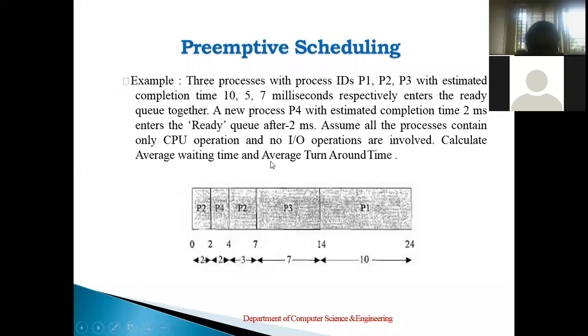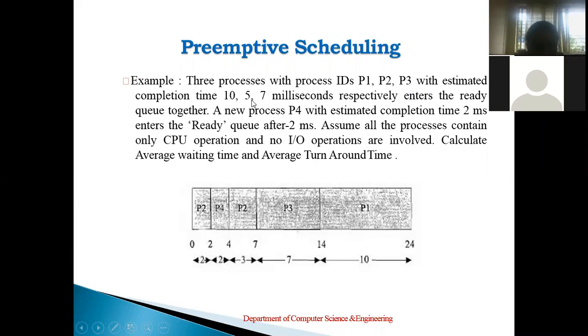Hello. Yes, ma'am. See here P1, P2, P3, which is having the shortest time here. Even P4 is there? P4 is entering after, so it is not considered yet. P2 has less time, so it started executing first. After that, P3. After that, P1. Yes, yes. So you understood.